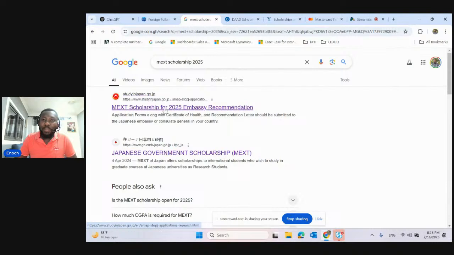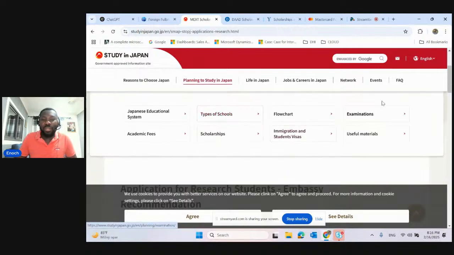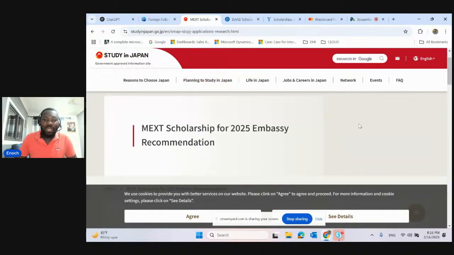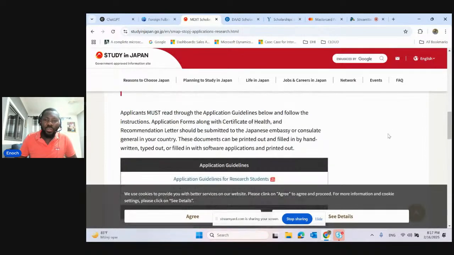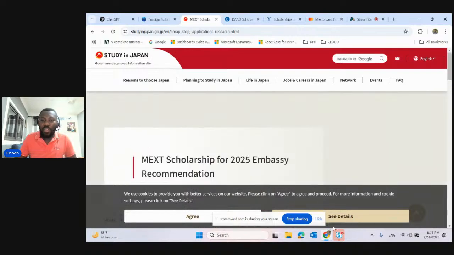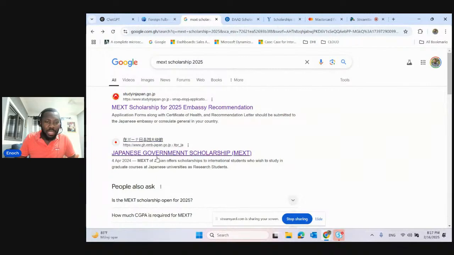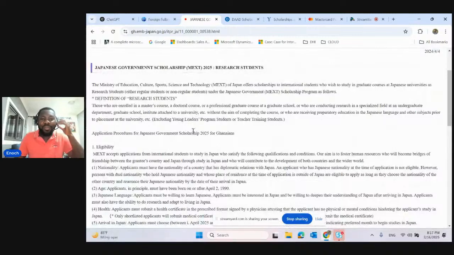And then the MEXT scholarship. Usually this one is a Japan government scholarship, and they are offered through embassies of your country of residence. So if your country has a Japan embassy, you may want to find out more about it. But let's look at it from the Japan government website, what they look out for in this particular scholarship.